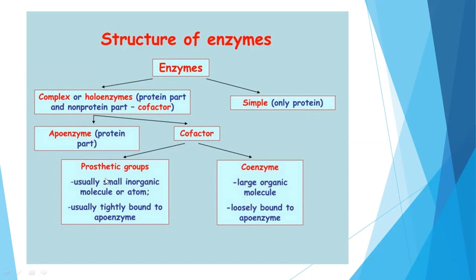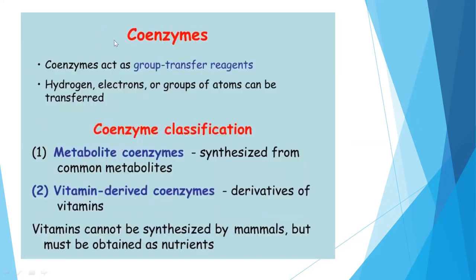So a prosthetic group is usually a small inorganic molecule or atom, and they are usually tightly bound to the apoenzyme. The coenzyme is a large organic molecule and they are loosely bound to the apoenzyme. So the coenzymes act as group transfer reagents, like hydrogen, electrons or groups of atoms can be transferred.